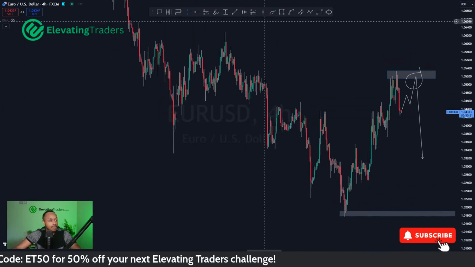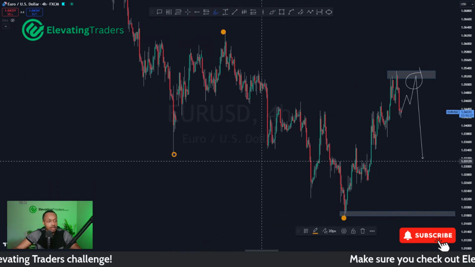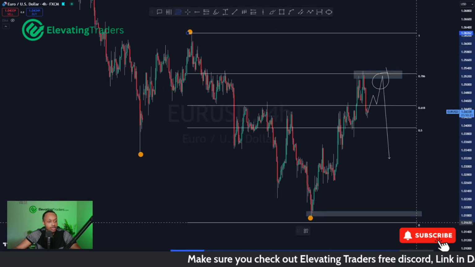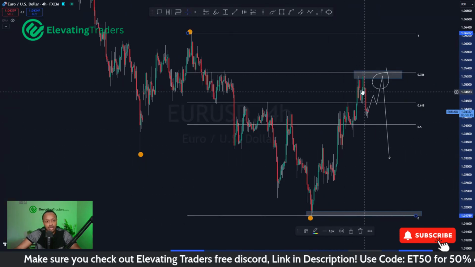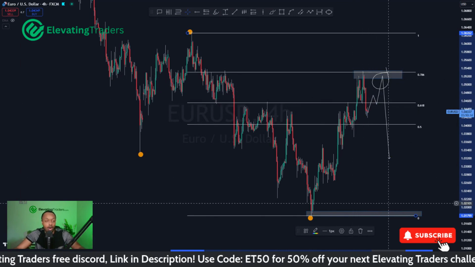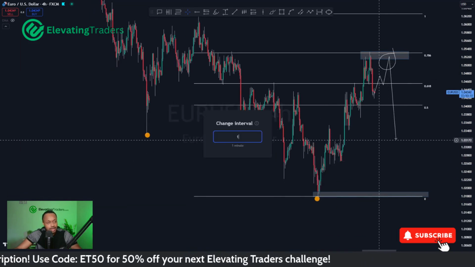Lovely swing high over there, created that low, of course, breaking through this low here. Now essentially we're looking for the pullback of this move for the continuation. And in this case, we've actually pushed into the 0.786. So nice fib confluence there. So now looking for that lower high or that equal high for the continuation a lot lower. So still bearish on Euro USD.